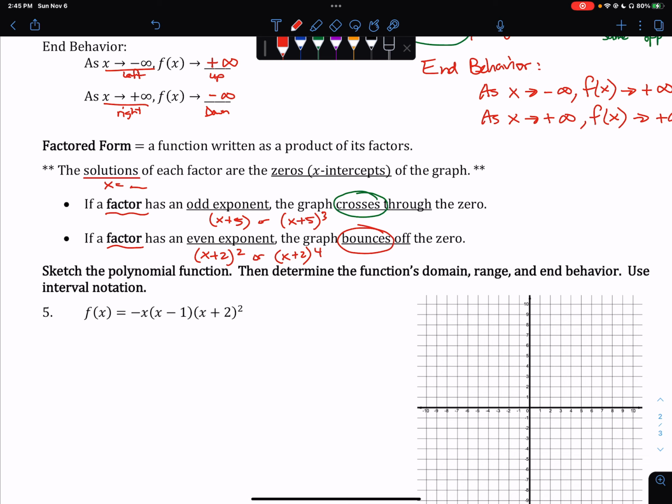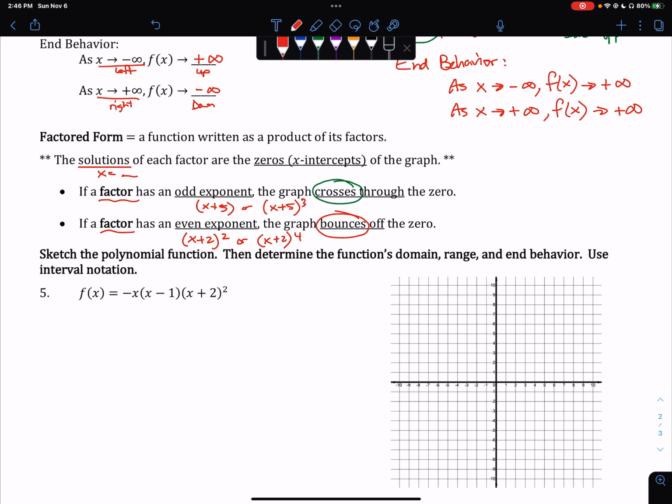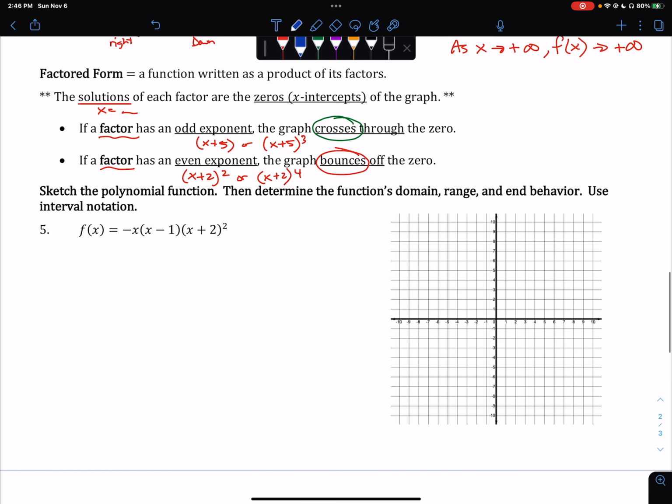Off of that x-axis. So odd will cross, even will bounce. Odd cross, even bounce. So our directions here say sketch the polynomial function, then determine the function's domain, range, and end behavior, and use interval notation. So we've been using that a lot. We also went over inequality for a little bit, but intervals are typically what we want to start to get towards.